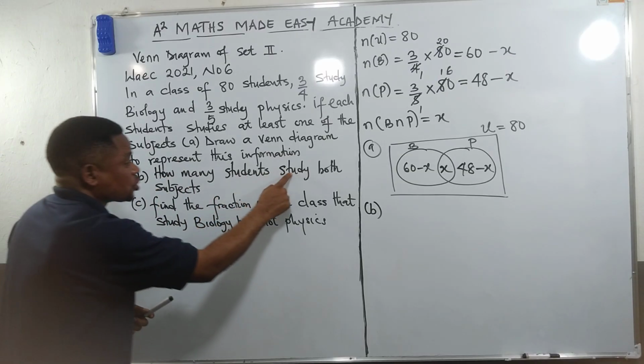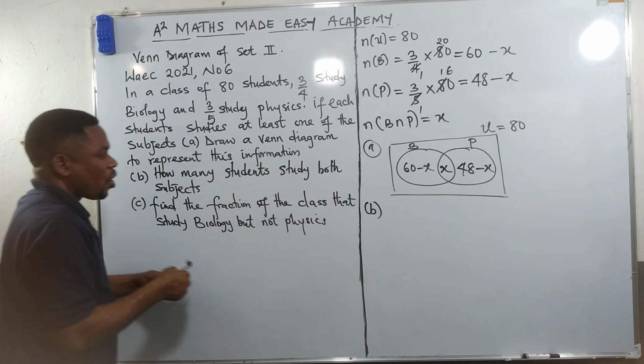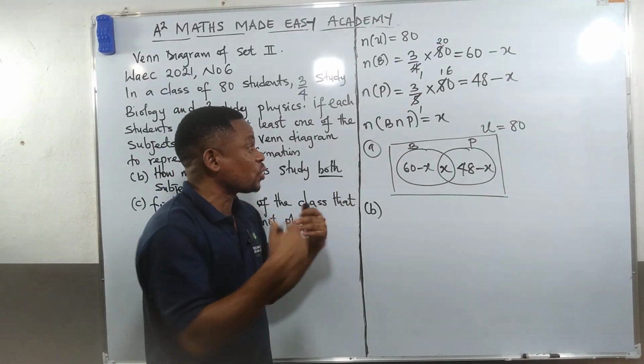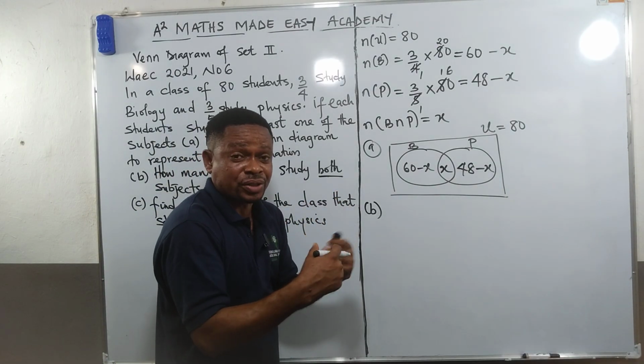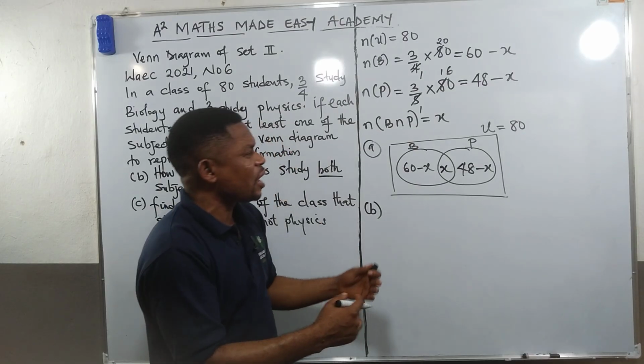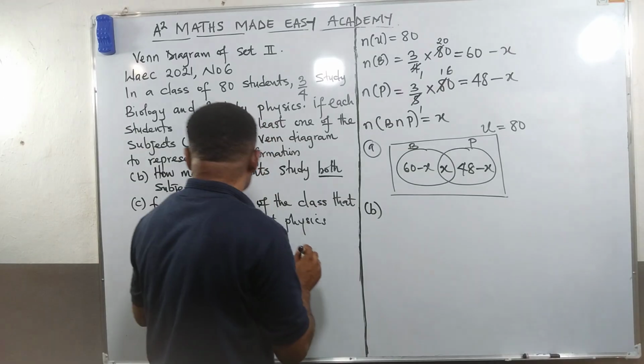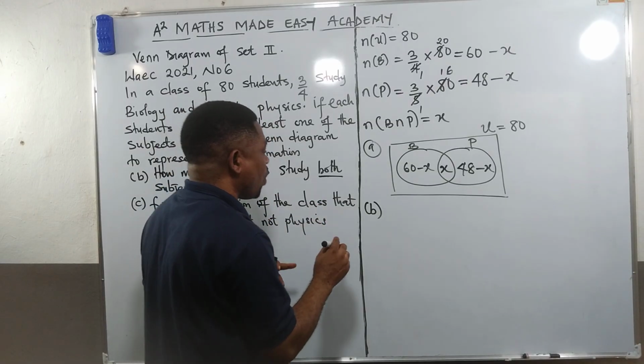How many students study both subjects? Underline the word both. Anytime you encounter the word both, you are talking about the intersection. Now, do you know that with the help of the Venn diagram, I can solve the both? Now, the question says, how many students study both?